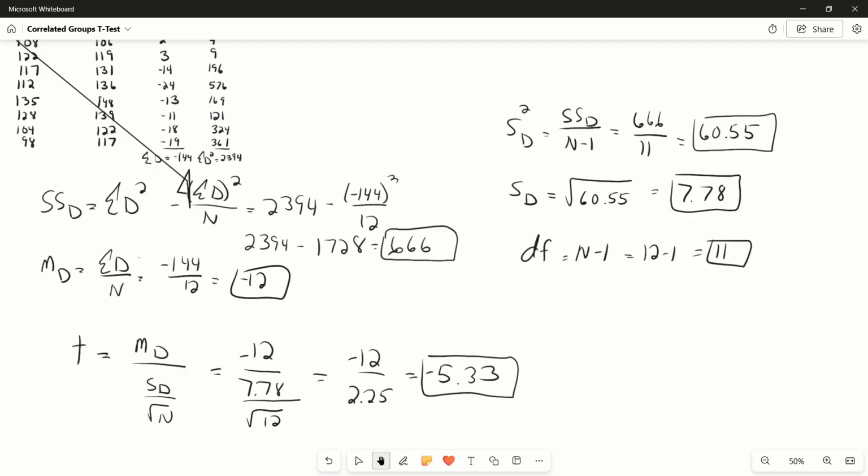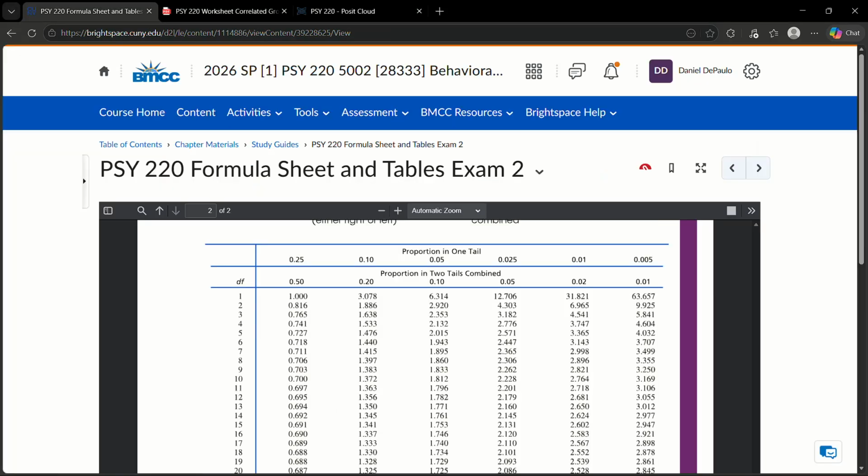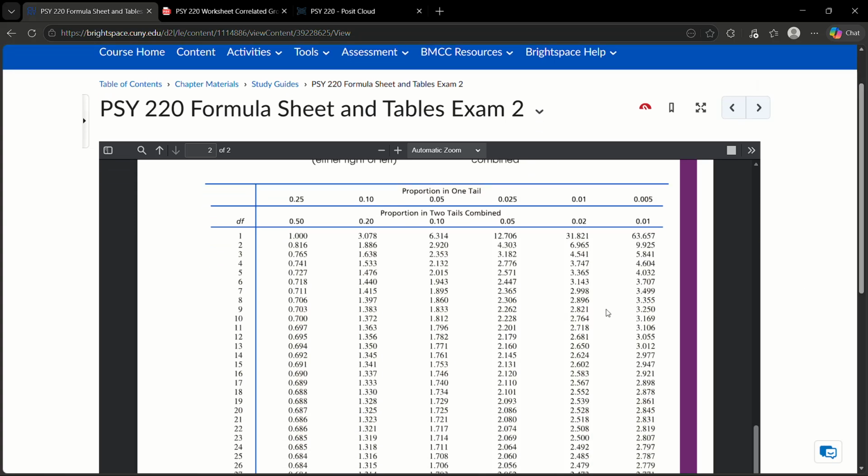And so I need to find the critical t, and we're looking at 0.01 here. So the critical value for this problem is 0.01, one-tailed. So we're going to go into the table. We're going to look at one-tailed, which is the top row, 0.01, with 11 degrees of freedom. If we scroll down, 11 degrees of freedom, and we get 0.01, 11 degrees of freedom.